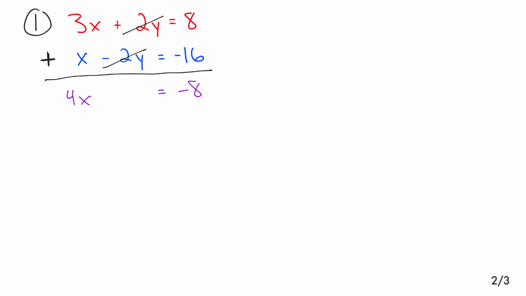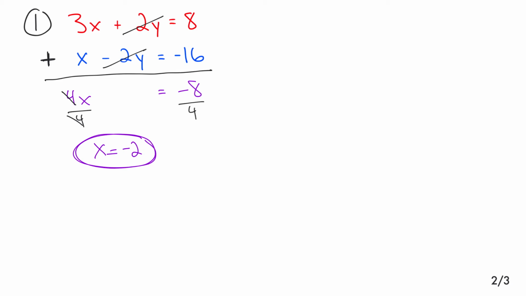So now through the addition of those two equations to each other, I have a new equation that only has a single variable in it. I have 4x equals negative 8. That means I can solve for x. I can divide both sides by 4, leaving me with x equals negative 2. I just now discovered the value of x.